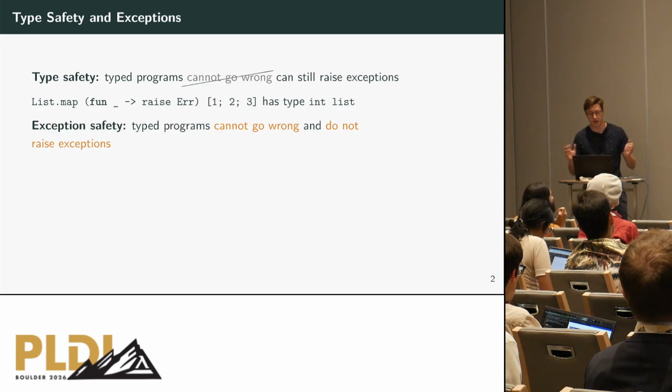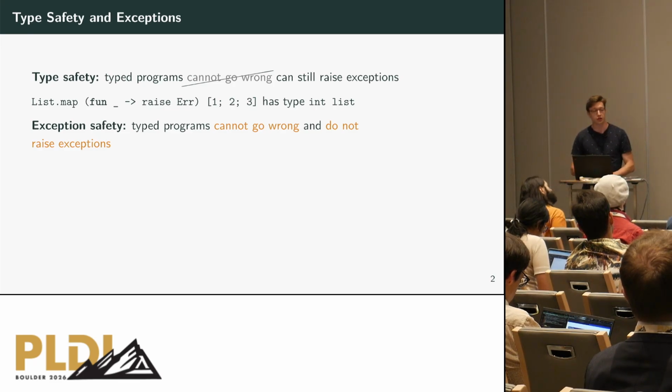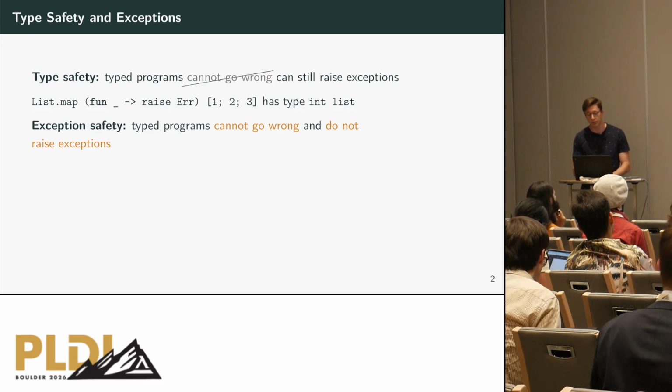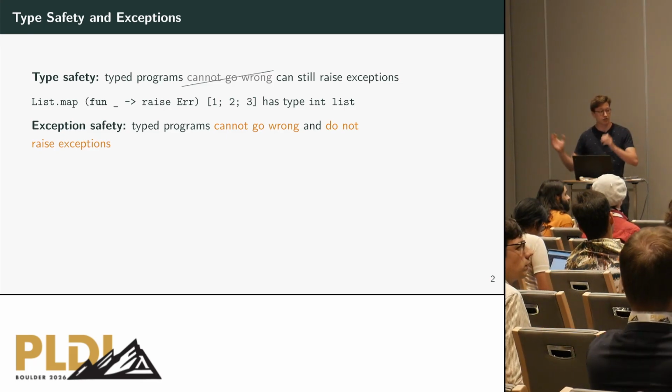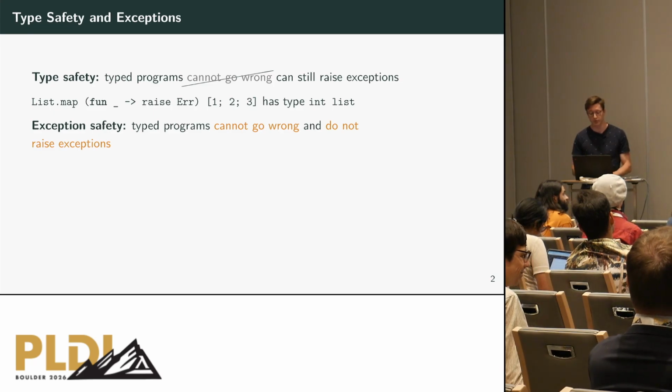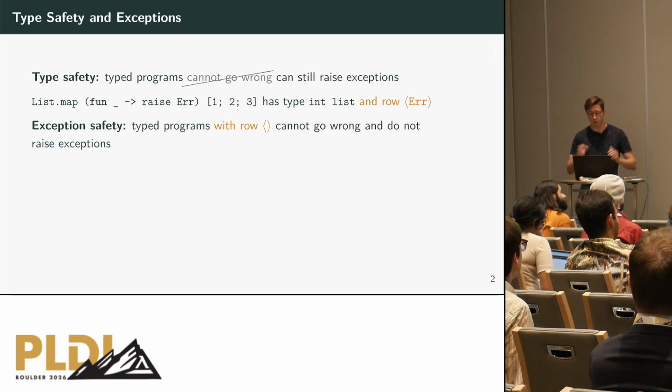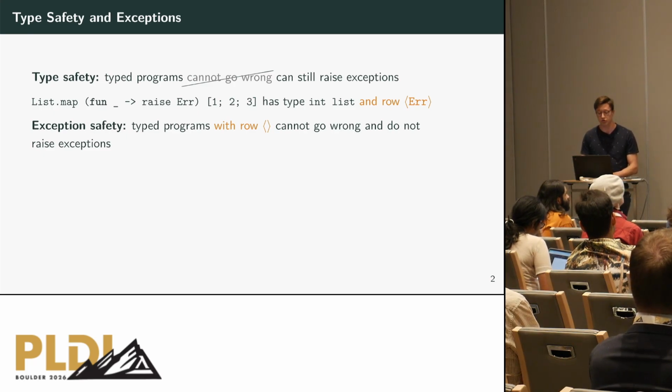So instead, in the presence of exceptions, what we're interested in is exception safety, which says that typed programs cannot go wrong and also do not raise exceptions. Well, this is a property that you want for your whole program, but you definitely don't want it for individual components of your program, because, for example, the program here should definitely be type checkable as long as at some point the programmer handles the exception, and then in the end we know that the complete program does not raise any exceptions. So what people do to accommodate that is they make use of rows to track exceptions.